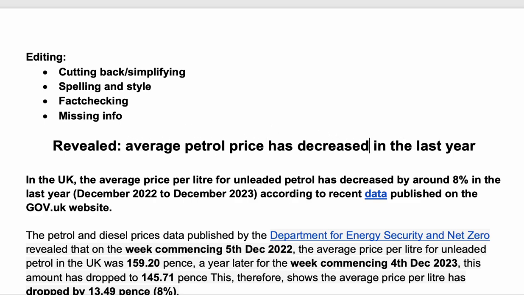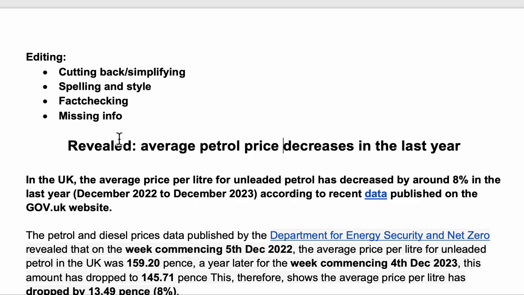Now, headlines also often use present tense, whereas the articles will normally use past tense. So we can do that and take it has. So we've got average petrol price decreases in the last year. So that's much shorter. We've chopped out a number of words which we can do without in the headline.